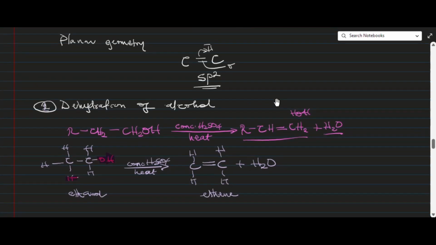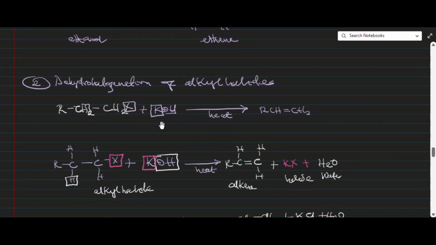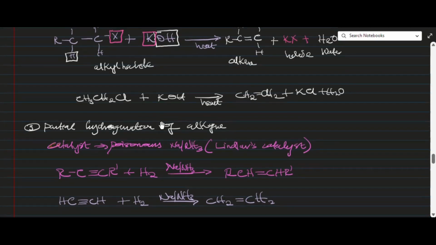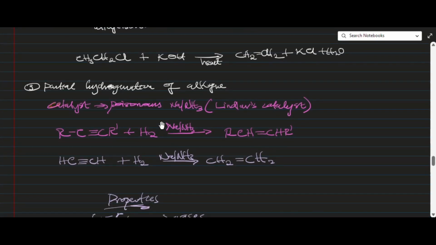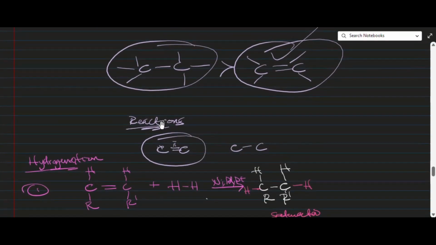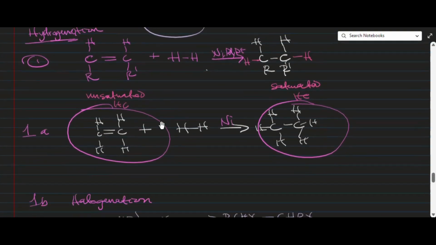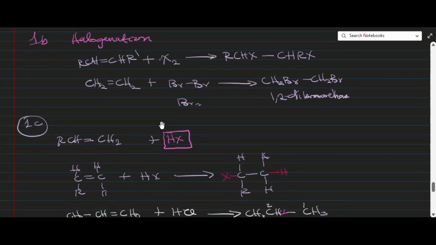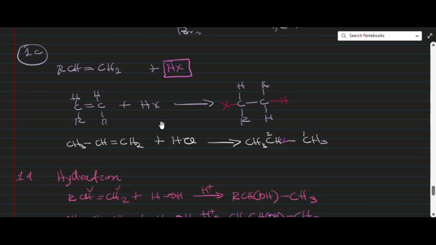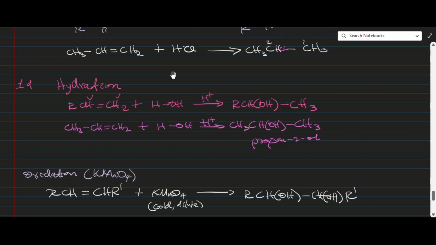And then we looked at the ways of making alkene. We started by looking at dehydration of alcohol, and then we talked about dehydrohalogenation of alkyl halide. Another one is partial hydrogenation of alkyne. Then we moved to the properties. We looked at the reactions of alkene. The first one is hydrogenation. We looked at halogenation reaction with halogen. Then hydrohalogenation, reaction with hydrogen halide like HCl, HBr, HI. And then we looked at hydration reaction with water.